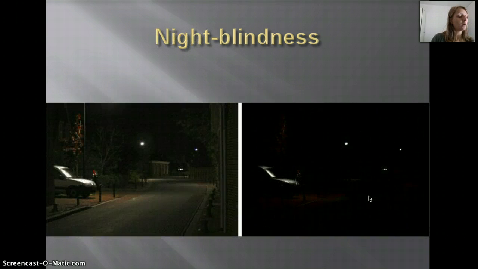If the rods aren't functioning properly, you may not be able to see very well at night. We call it night blindness. You can't see shades of gray. A possible cause is a lack of vitamin A. Vitamin A is found in liver and dairy products.